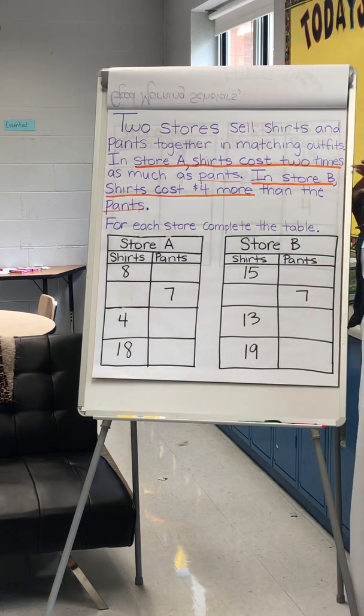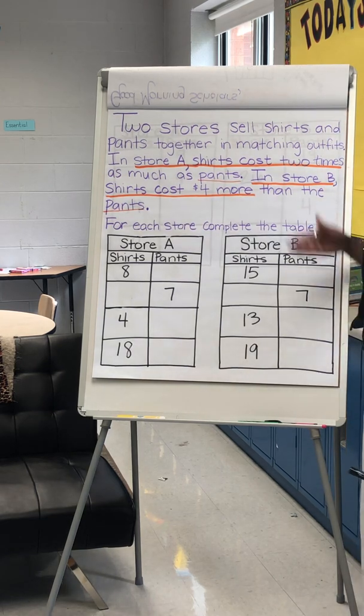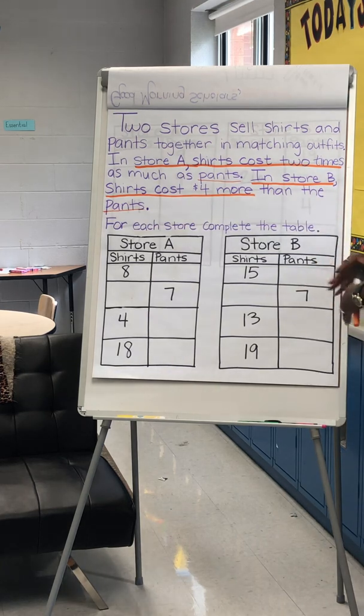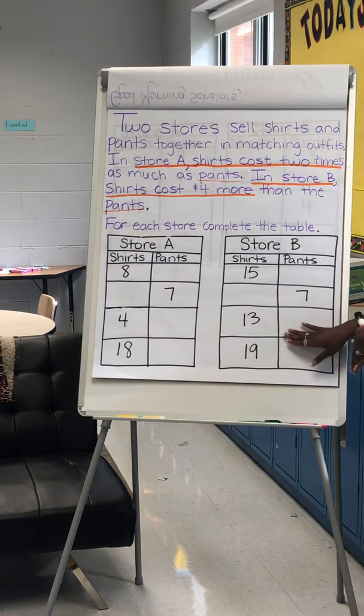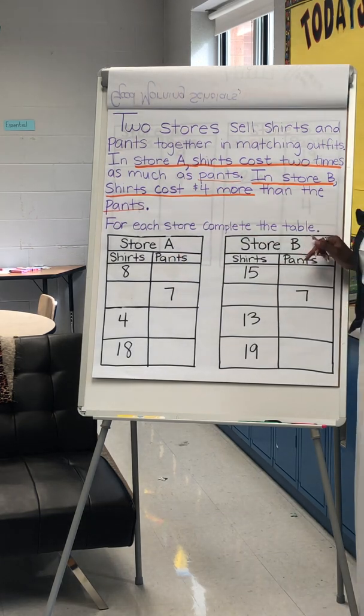So I have already underlined the important information. I'm going to go ahead and read the text, and then I'm going to tell you why I underlined the important information. So let's get started. 2 stores sell shirts and pants together in matching outfits. In store A, shirts cost 2 times as much as pants. In store B, shirts cost 4 more than the pants. For each store, complete the table. So over here I have table 1, over here I have table 2, and table 1 is store A. Table 2 is store B.